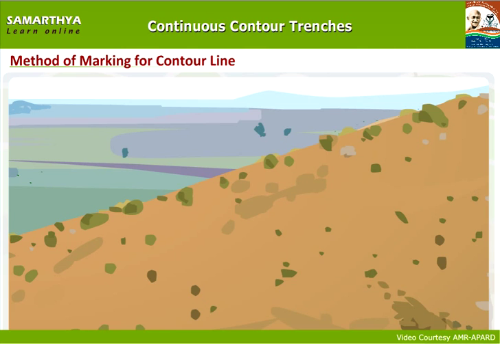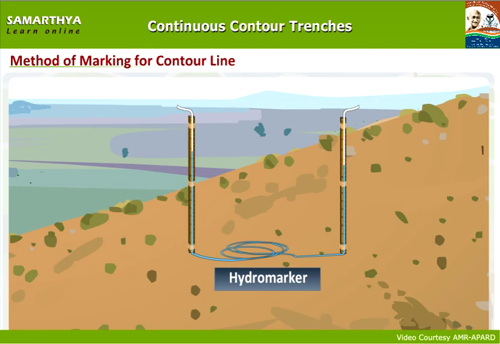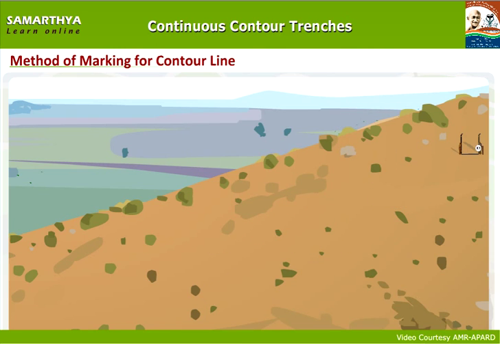Fix a wooden pole at 5 meters distance from the top. Hydromark at one side as X1. Pull the second edge 5 meters along with the line to be marked. Interchanging this second edge, when the spirit level in the hydromarker is equivalent, fix a wooden pole and mark it as X2.